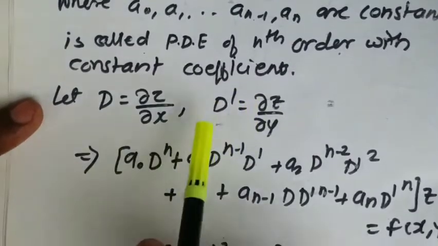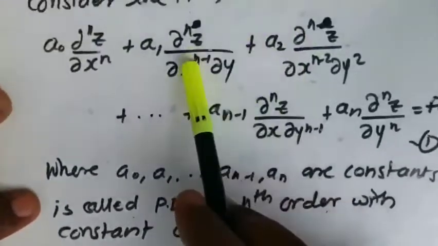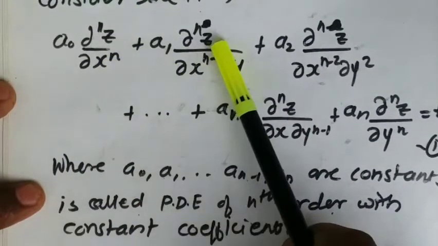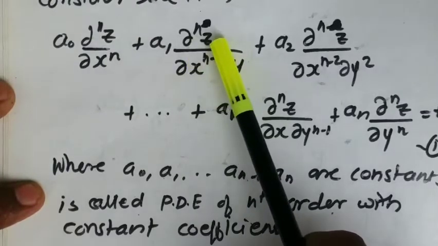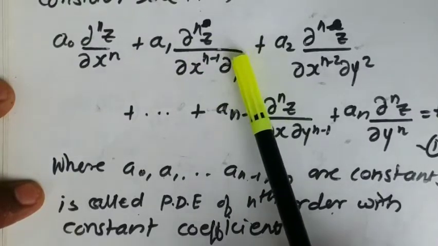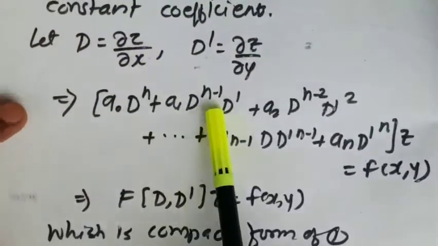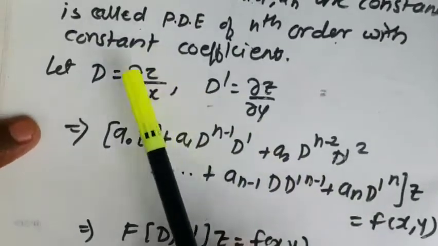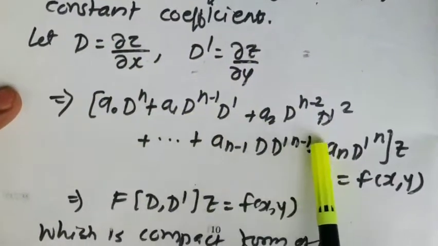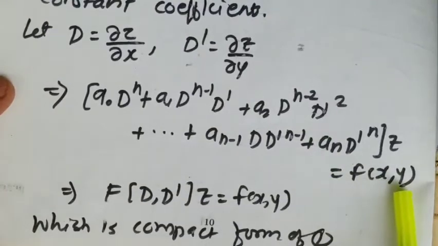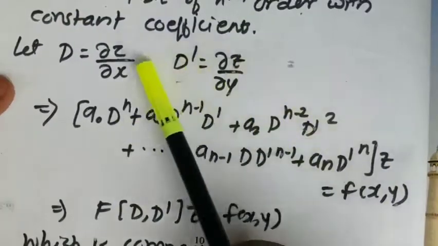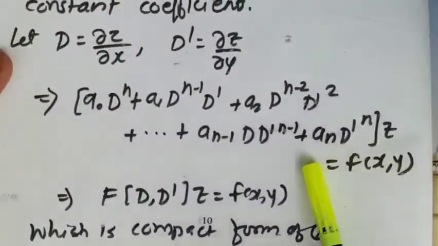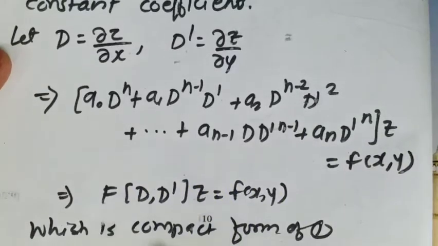and put all these values in this differential equation, we get D raised to n for the x derivative n times. For the x derivative n minus 1 times and the y derivative 1 time, we get D raised to n minus 1 D dash, and so on. If we keep substituting del z by del x and del z by del y as D and D dash, we get this form of the differential equation. The right hand side is f of x comma y, and z can be taken common, since all the derivatives are of z. So I have taken z outside, and this z is the solution of that differential equation.